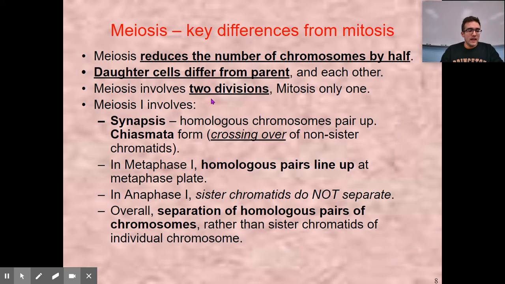All right. In metaphase 1, the homologous pairs line up at the plate in the middle of the cell. In anaphase 1, the sister chromatids do not separate, just the homologous pairs. And then overall, it's the separation of homologous pairs of chromosomes rather than the sister chromatids.